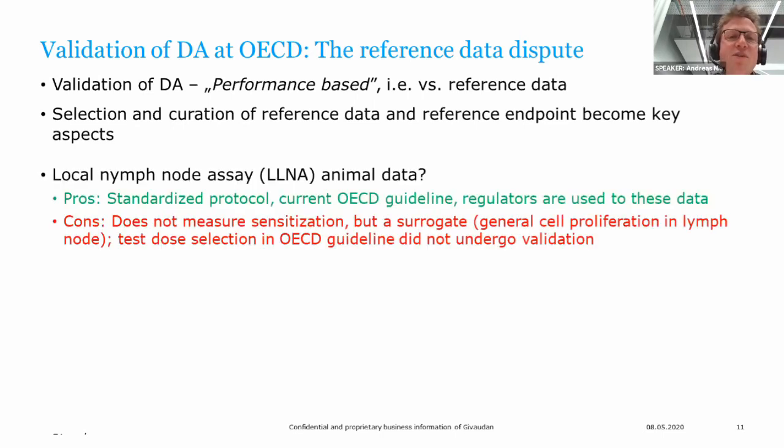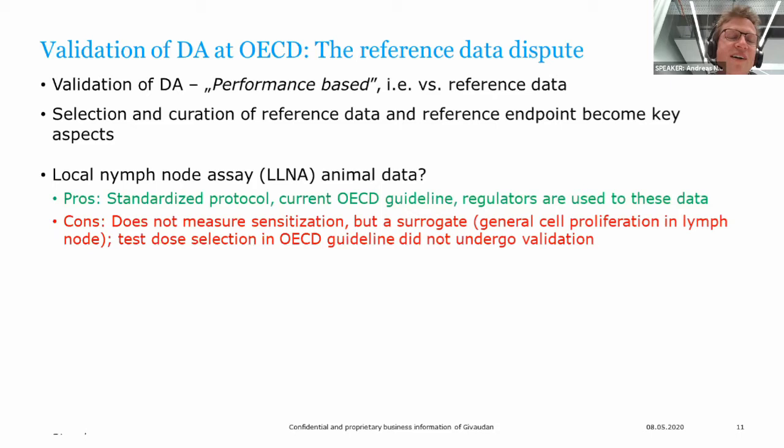And then the question comes, which are our reference data? And here we have different choices in skin sensitization because we have the local lymph node assay, the LLNA, which is the animal test, which has a high appeal because first of all, it's a standardized protocol. Secondly, it's the current OECD guideline. And third, the regulators are very used to the LLNA. So if we just replace the LLNA with something which is similarly predictive, that's very much wanted.